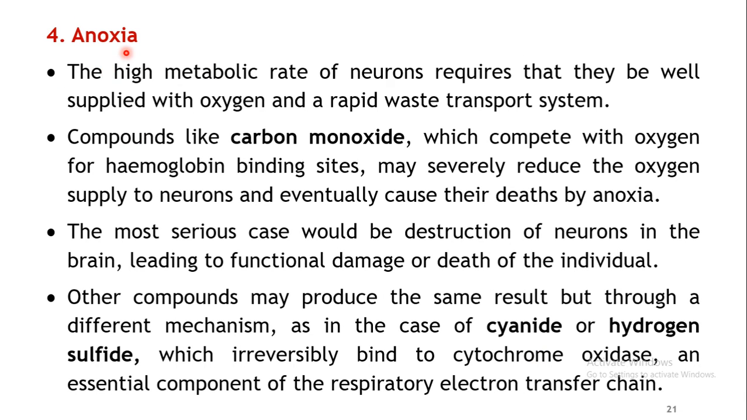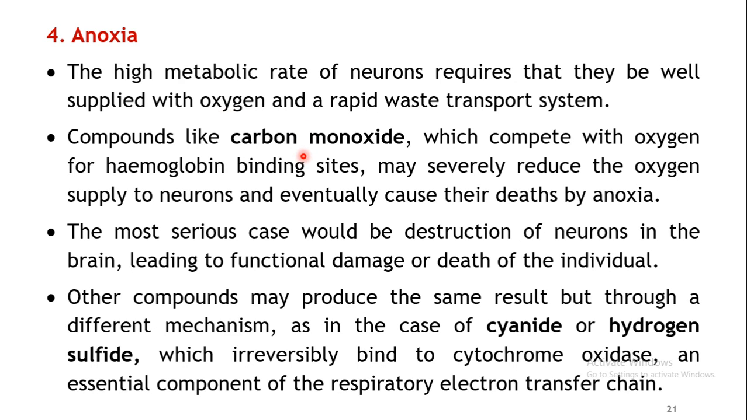Now the next type of toxicity is anoxia. As the name implies, it is the absence of oxygen. The nerves carry out a very important function. They are quite active in constantly carrying signals, so they are metabolically quite active. The metabolic rate of the neurons is very high, so they require a lot of oxygen supply. The oxygen supply to these neurons should be very good for them to carry out their normal functioning and to remove the waste material after the metabolic processes. So if oxygen supply gets affected, it can be toxic to the neurons.